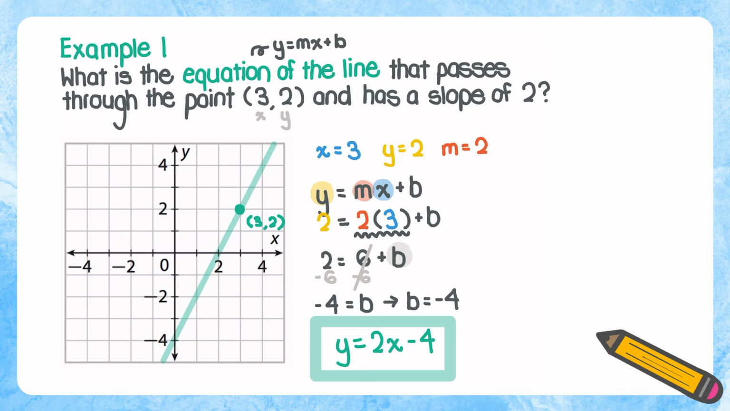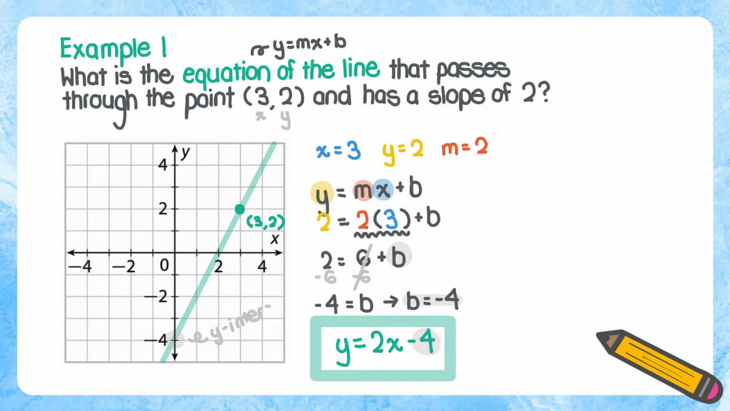The equation of this line is y equals 2x minus 4, which you can check graphically. So by looking at the graph, does this equation make sense? Notice how we solved for b and we got that b equals negative 4. And that's our y-intercept, right? So if we look at the point (0, negative 4) right here, indeed, this is the y-intercept.